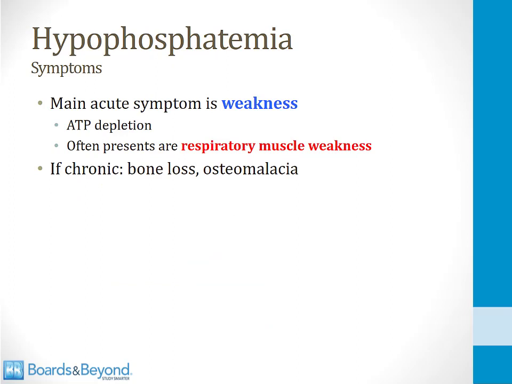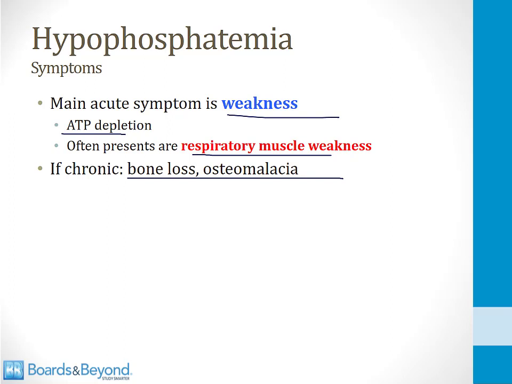Just like hyperphosphatemia is rare, hypophosphatemia is also a relatively uncommon disorder. When it does occur, the main acute symptom is weakness. You need phosphate to make ATP, so when you have hypophosphatemia, your ATP levels become diffusely depleted, and this will present as muscle weakness. Often it's respiratory muscle weakness, so in a patient who is in the right clinical scenario for low phosphate levels, if that patient develops respiratory difficulty, one thing you need to consider is that they may have low phosphate levels. Chronic hypophosphatemia over time leads to bone loss and osteomalacia.